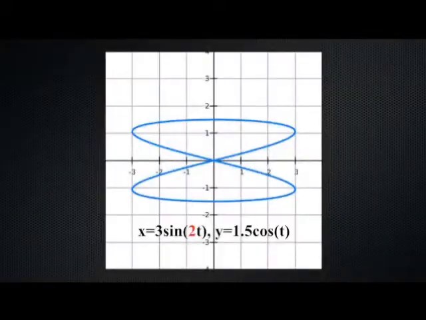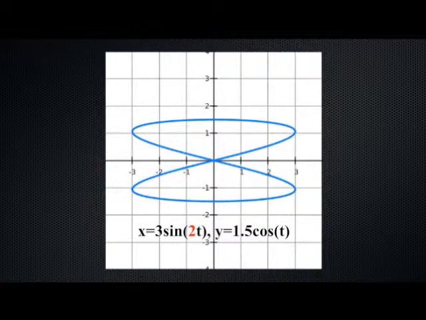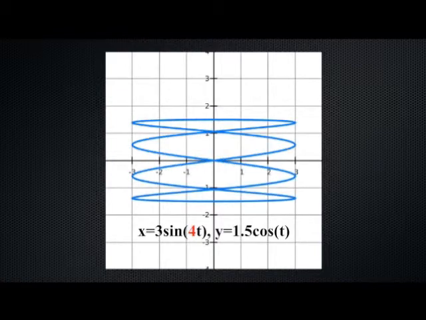An extra piece of information I found from this particular equation was that if I change the number 2 from x equals 3 multiplied by sine 2t, it will create a similar function except with more loops. If I change that number to 4, as you can see, there are 4 loops.